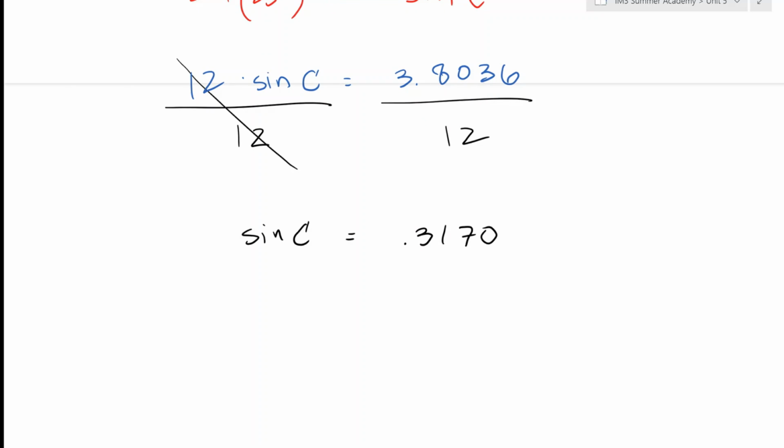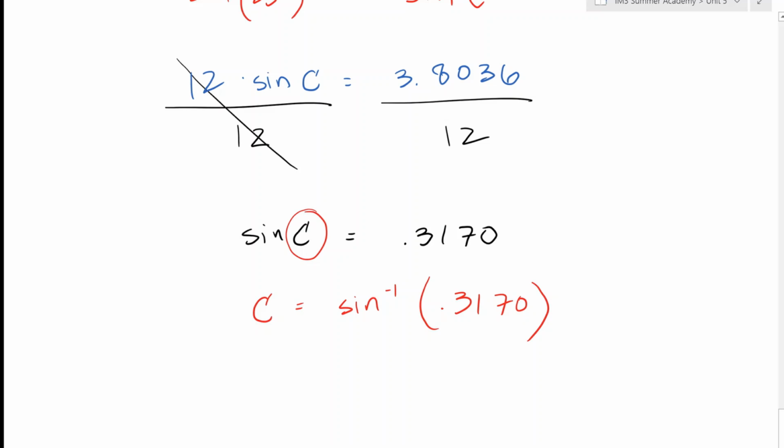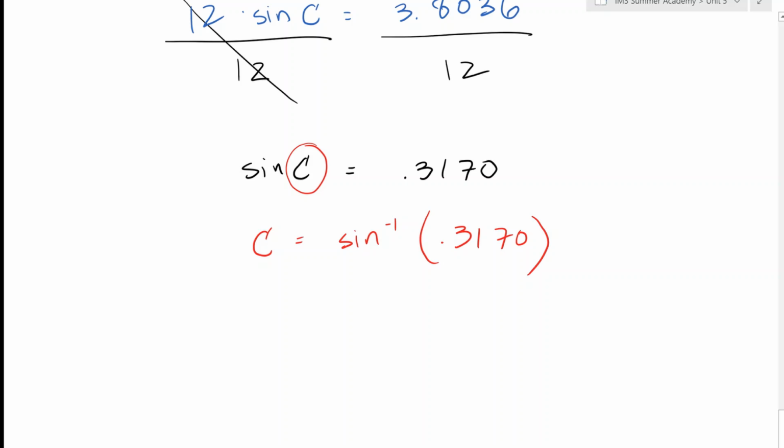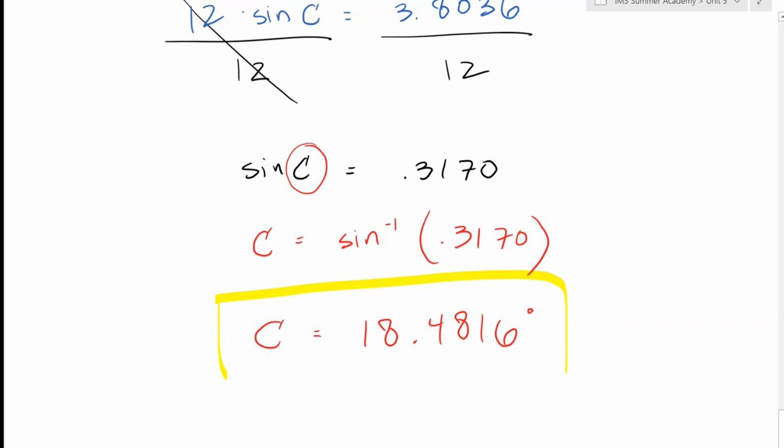And now, remember, to get this C all by itself, I need to move the sine to the other side, but it inverses it now. So the sine inverse of 0.3170 comes out to 18.4816. And remember, this is an angle, so it has to be in degrees. If you don't put degrees, your answer is technically wrong.